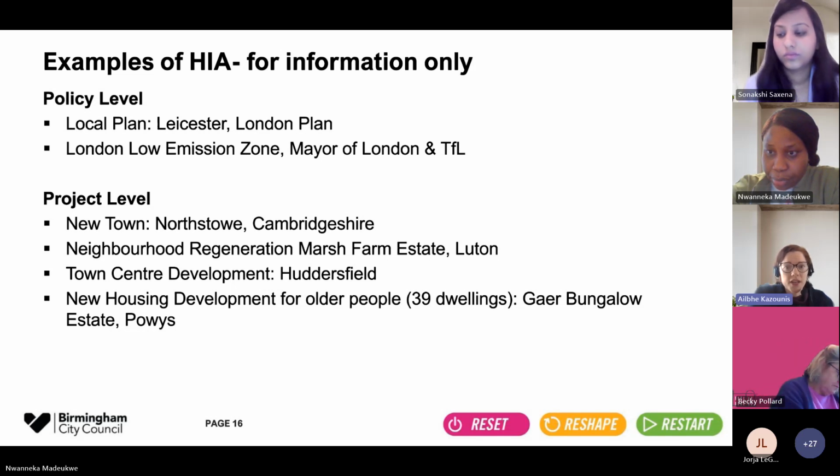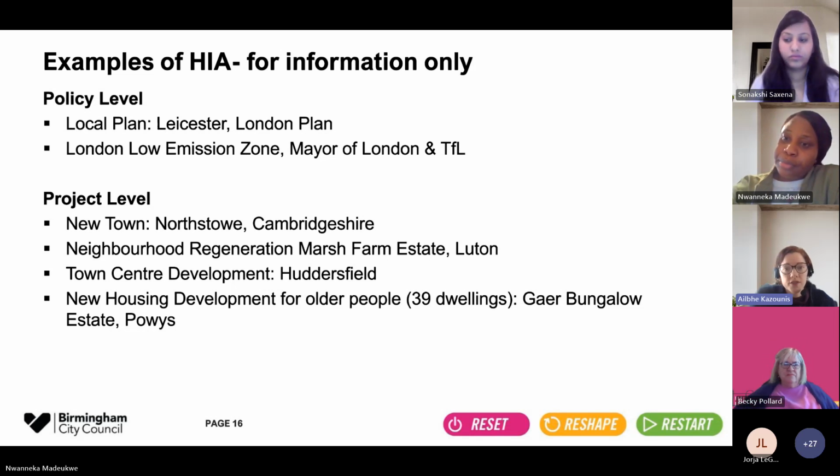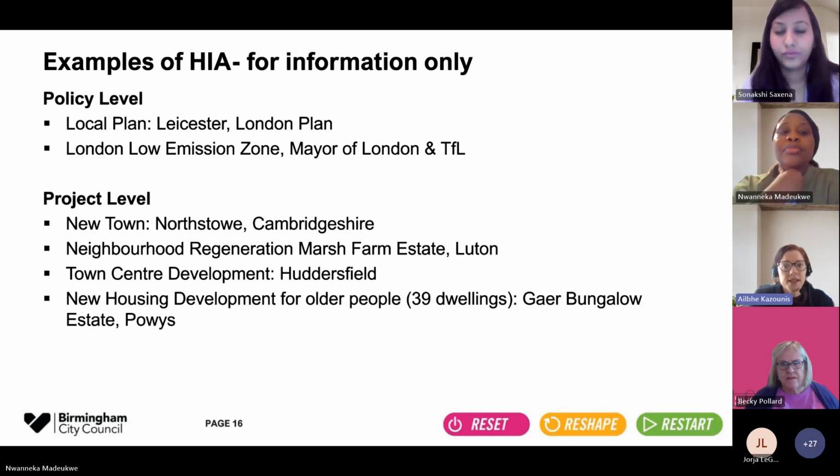At a project level, HIA can be conducted on large-scale developments like entirely new towns or small-scale developments like 50 residential units. So, for example, Northstowe is a new town in Cambridgeshire, and it was part of NHS England's Healthy New Towns programme, which worked with 10 demonstrator sites across England to explore how new developments could create healthier, more connected communities with integrated and high-quality services.